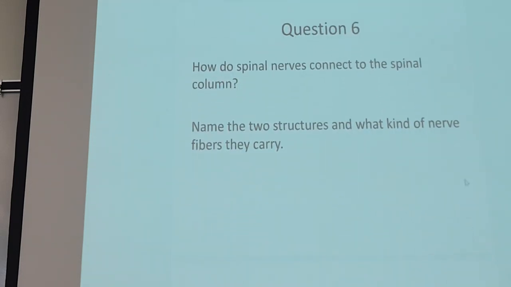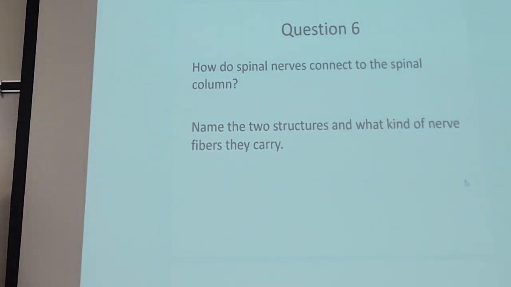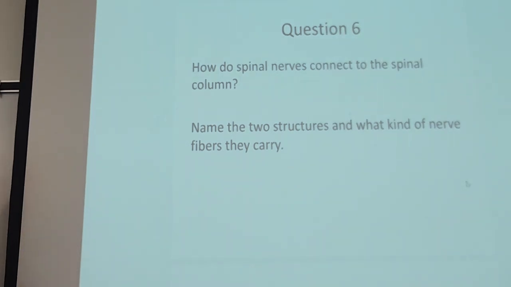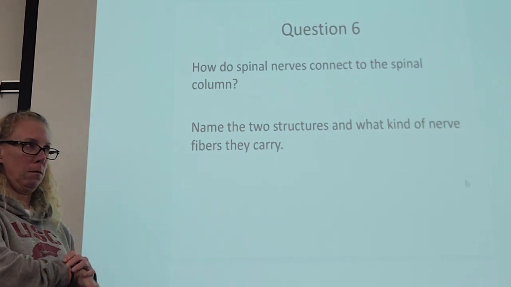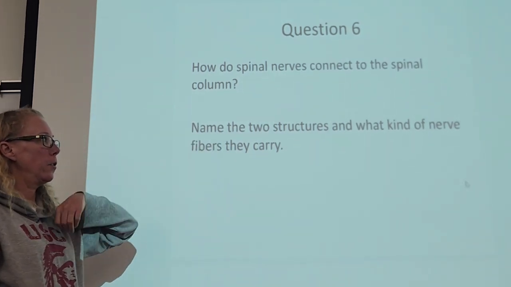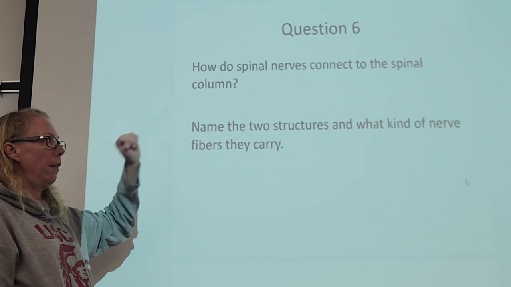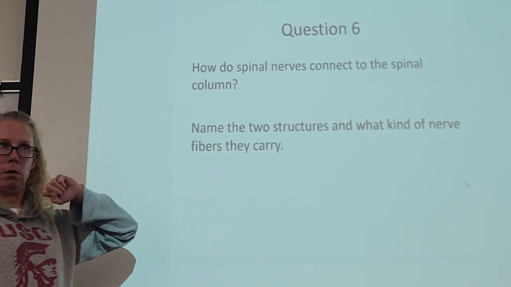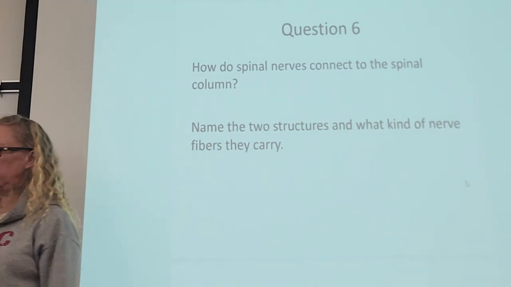Okay. All right, how do spinal nerves connect to the spinal column? Name the two structures and what kind of nerve fibers they carry. Okay, so what's one structure? Dorsal root carries what kind of nerve fibers? Sensory. And then what's the other structure? Ventral root, and that carries what kind of fibers? Motor.